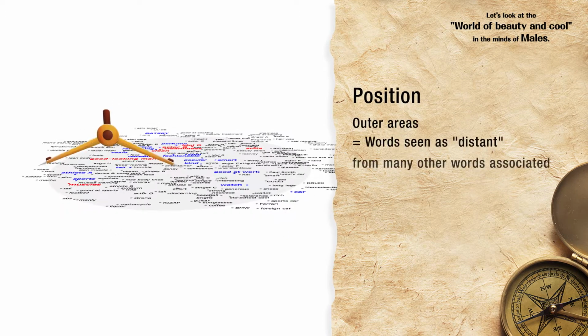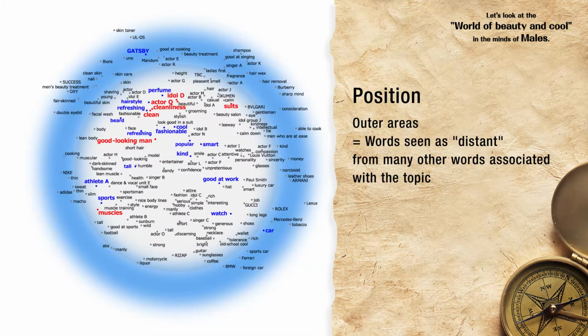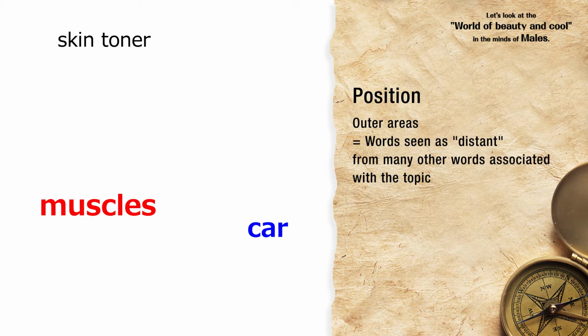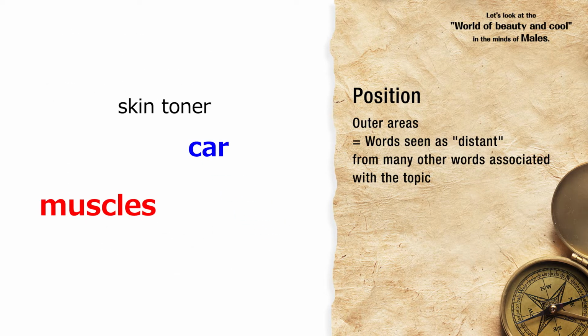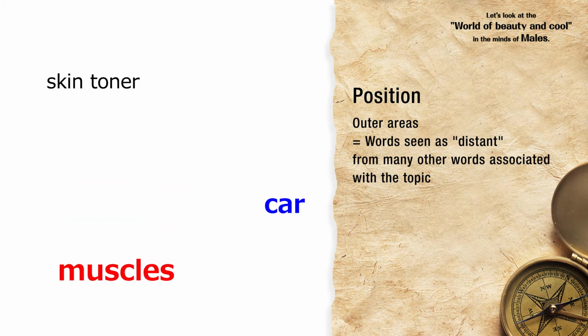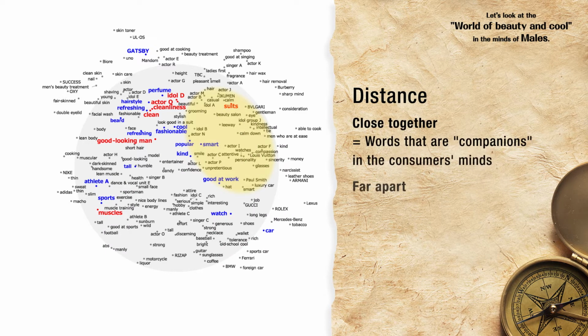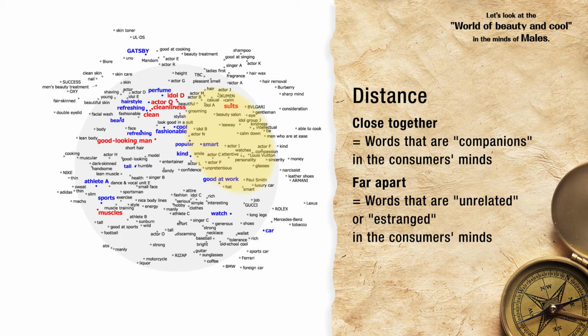The outer area is comprised of words that respondents felt were distant from many other words associated with the topic. Muscles, cars, skin toner are far. In other words, we can interpret this to mean that respondents see each of these words as having meanings highly independent from those of other words on the map. Next, let us observe the distances between the words. The closer the positioning of the words, the deeper the relationship with one another. The further the words are from one another, the shallower the relationship.